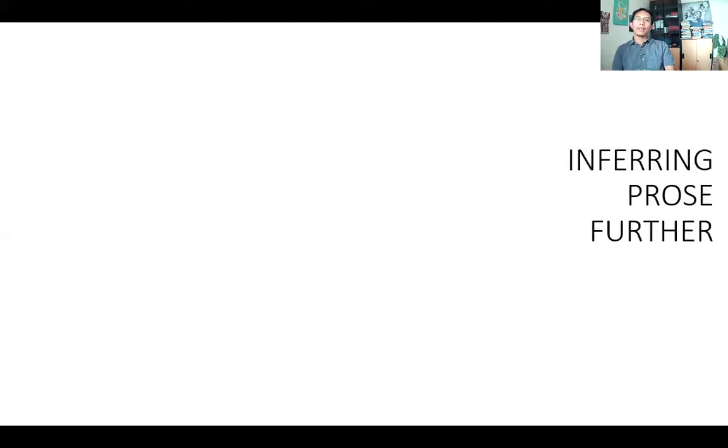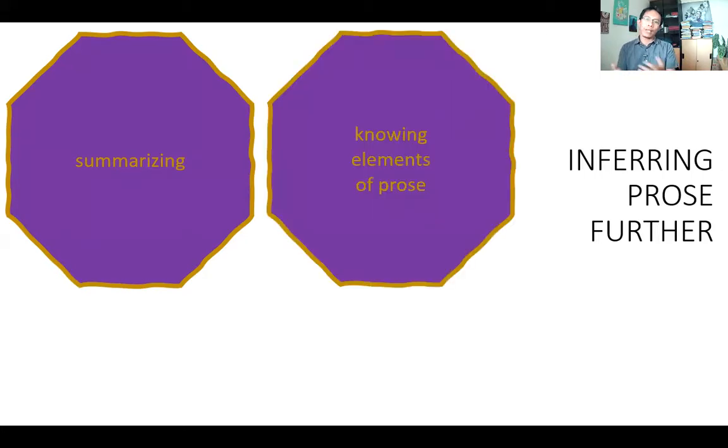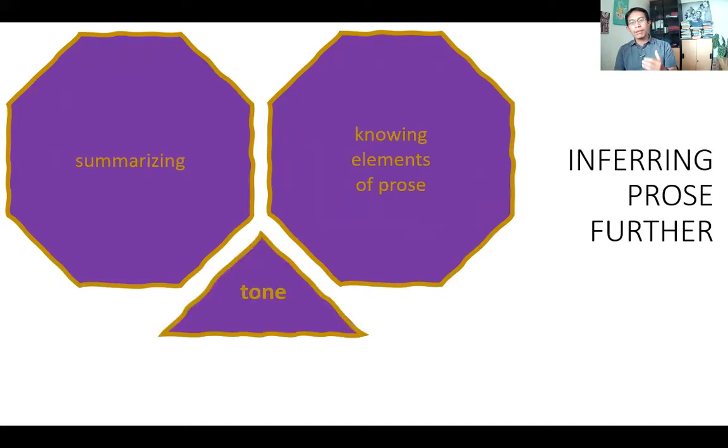All right, now, that's just one. Later on, we still have time. We can go deeper into inferring prose further. How do we do that? Let me give you a quick view of what you can do. You can do that by, first of all, summarizing the work, and then knowing elements of prose, which both of these you have done, okay? And deeper, you can also ask about the tone of the story. The tone can be humorous, happy, scary, and so on.